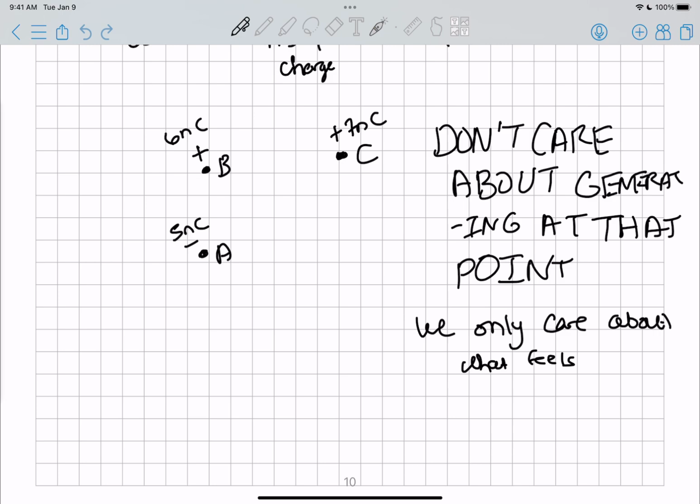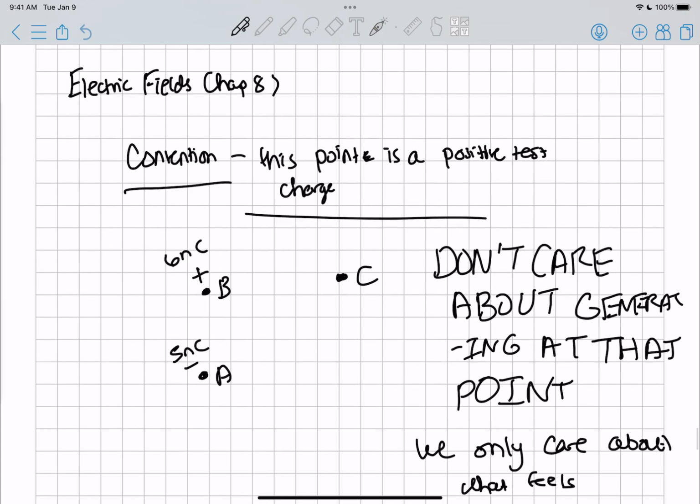How do you draw them accordingly? Well, you draw the electric field lines in a way to show how that imaginary positive test charge would have reacted to the other two charges, right? So if I have point B and point C right here, and I'm imagining by the convention that this point is a positive test charge, how would C react to B? Would it move upwards, downwards, left, right, at an angle? What would happen? Move to the right, right? So it gets repelled by B, right? How about A? How would the charge react to A?